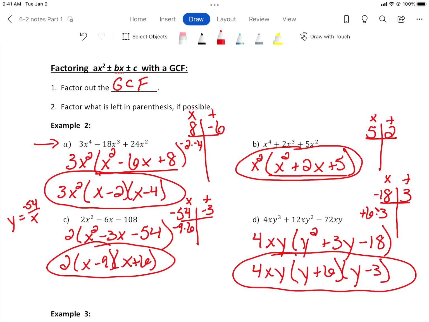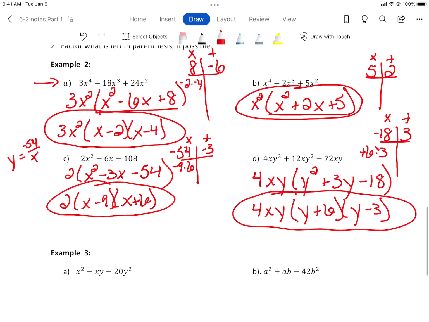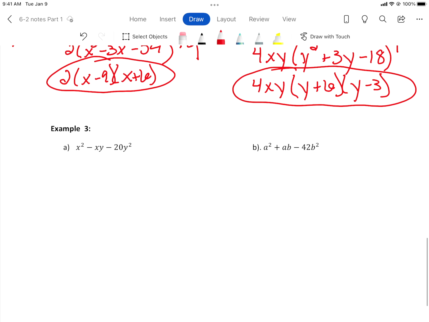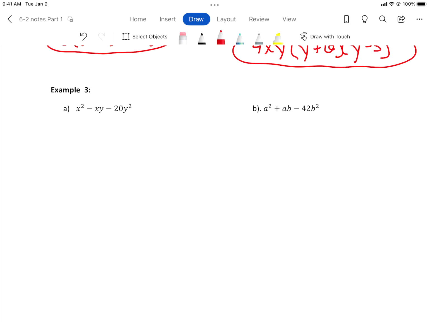Questions on those? All right, last one we have is what happens if there are 2 variables in your problem, like part A right here on number 3. I have an x squared and a y squared. So when we do this, you're going to factor it the same way we were just looking at. You can think about just ignoring the y's for a second. So what would multiply to give me -20 and add to give me -1? What 2 numbers would do that? 5 and 4. Which one needs to be negative? 5. Yep. So -5 and 4, multiply to -20, add to -1.